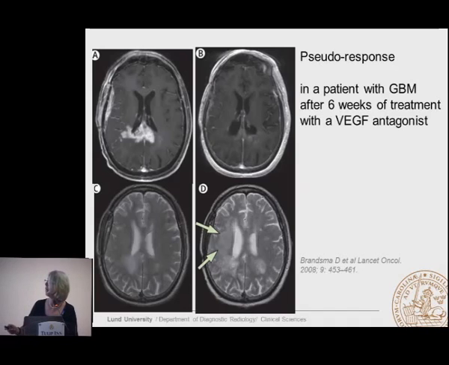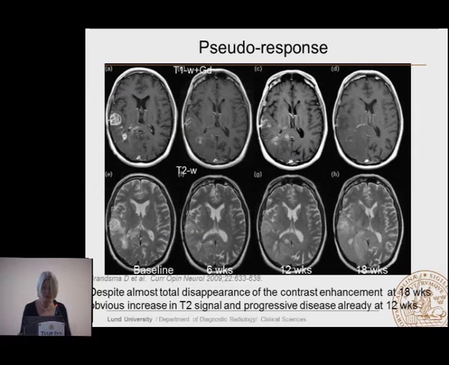Here is another case also taken from the literature. Again, you have a pathological contrast enhancement here in the region of the corpus callosum. You follow this patient 6 weeks into therapy. There is barely any contrast enhancement to be seen, but at the same time, if we had a little bit of signal abnormality on FLAIR here, it has now increased and involves most parts of the right hemisphere and also extending over into the left hemisphere. Again, a patient that actually is progressive in his tumor, even if the contrast enhancement looks like he was responding very well.